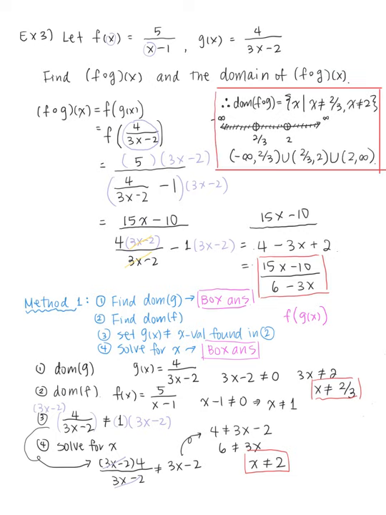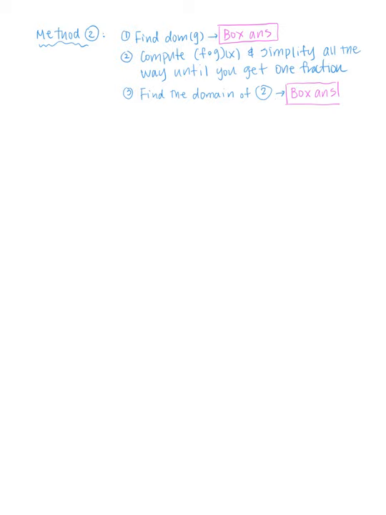Okay, so that was just method 1. Now let's take a look at method 2. Okay, so let's try method 2. Let's just recall that step 1 will be finding the domain of g, which is the same thing as method 1. Step 2, compute f of g of x and simplify all the way until you get the expression into one fraction. And step 3, find the domain of that result.